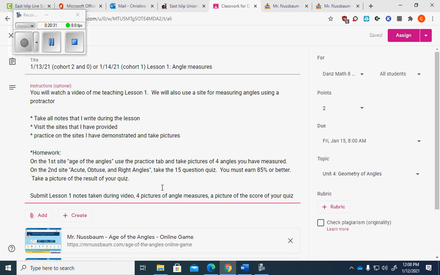So today you're sending me the notes that we did, 4 pictures of the angles you measured, and the score on your quiz.